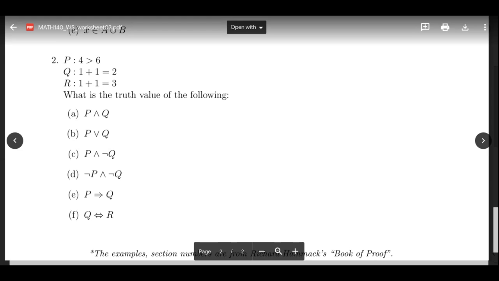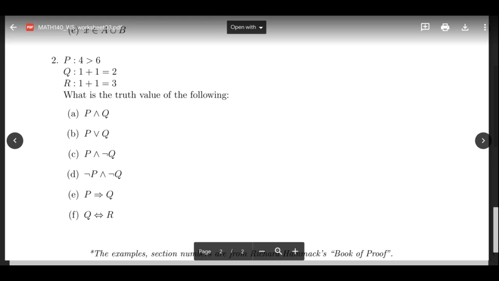Let's see who's next. Maria, you want to try D, not P and not Q? P is false, so not P becomes true. Q is true, so not Q becomes false. A true statement and a false statement, right? If it's an and, that's false. You're right, it's false.